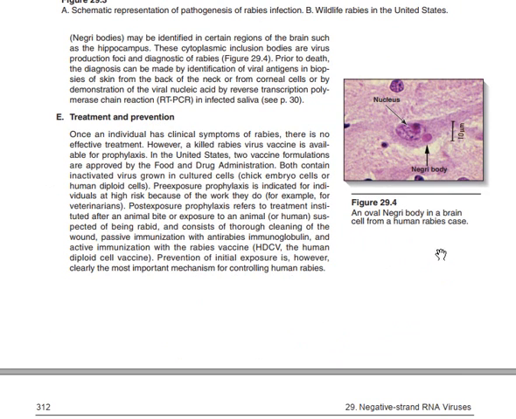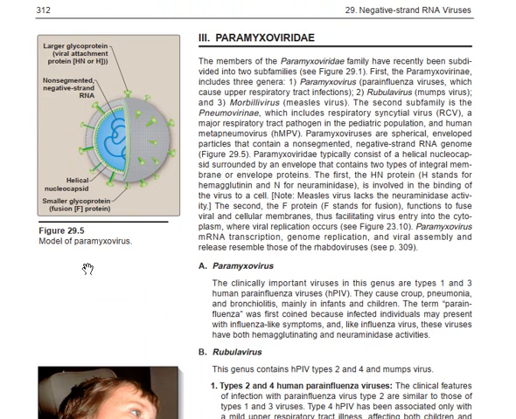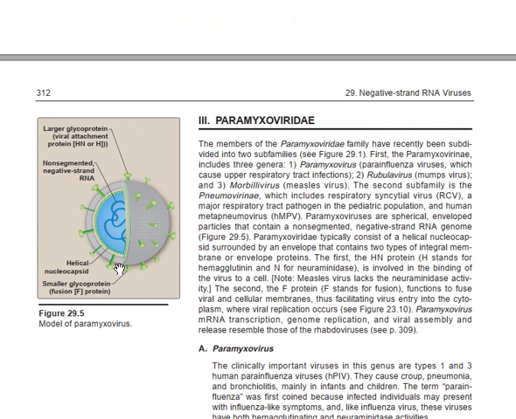Now, an oval Negri body in the brain can be shown in human rabies. So this is a case of a patient that had rabies, and you can see the Negri bodies in the brain from the biopsy. So what is the model of paramyxovirus?